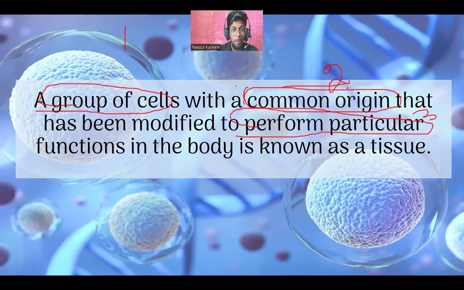You are a big shape. You were a single cell, and now you have been transformed into a big shape. From a single cell, you have been converted to a big shape. That means you have transformed into a multicellular organism. Then what is the origin? What was the origin? It was a single cell. From that single cell you originated.